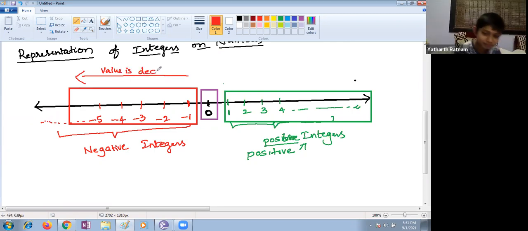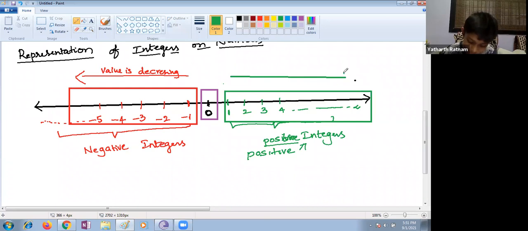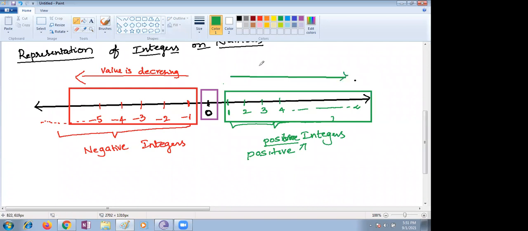Ma'am, normally if you take 5 and 2, 5 is the greater one. Normal numbers anyway, you know, children. Only the thing is, if you go with the negatives. If you go to the right side, the value is increasing. If you move towards the left side, it is decreasing.